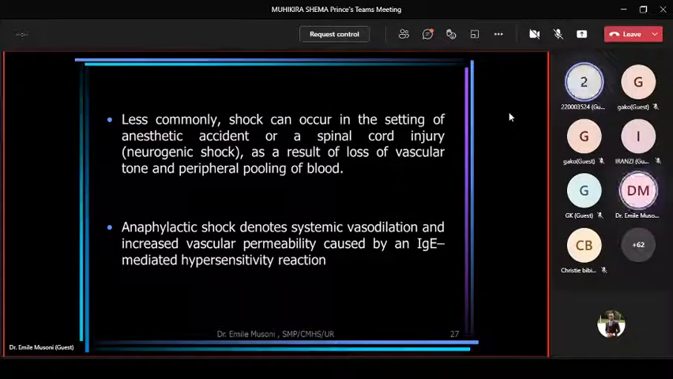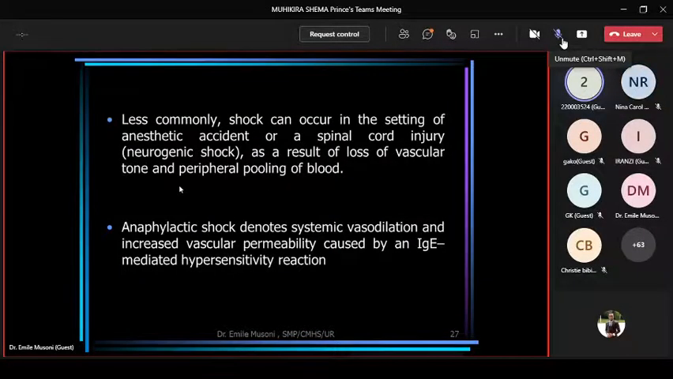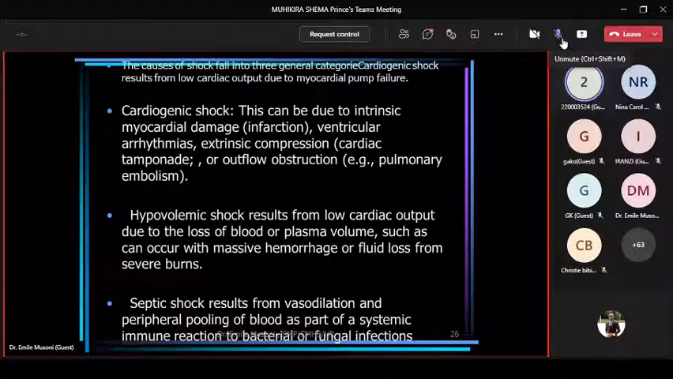Another type of shock. Teacher, yes. On the previous slide about the septic shock, you said that the septic shock will result from the infections or fungal. I want to know if it is the shock which results in the infection or if it is the infections that result in the shock.